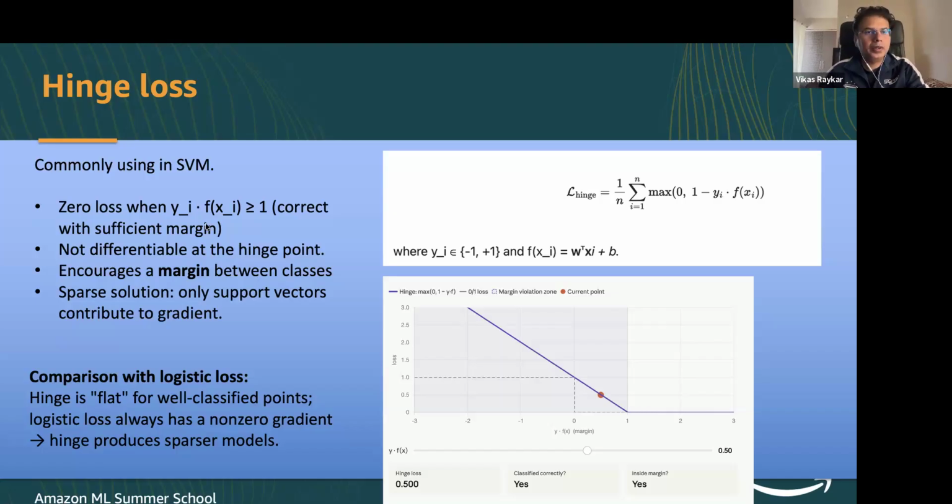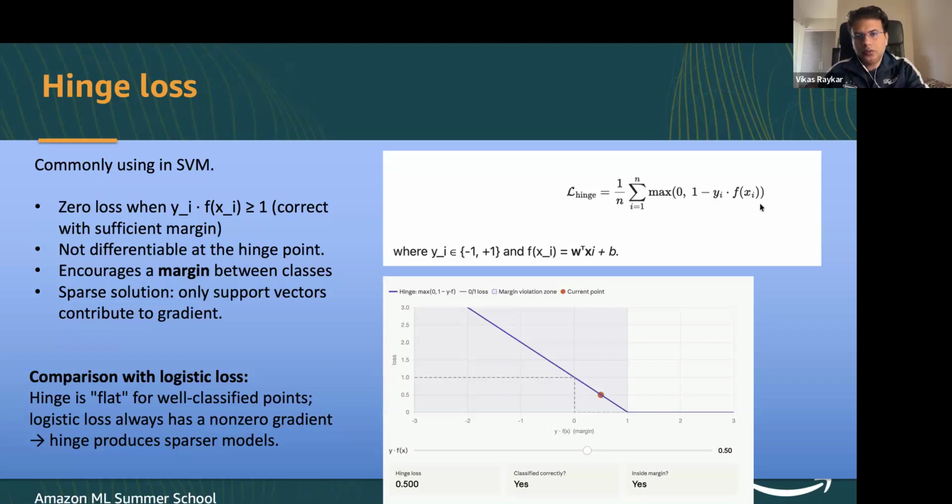So the loss is 0 when yi times f(xi) is greater than or equal to 1. So it's correct with sufficient margin. It's not differentiable at the hinge point here, and it also encourages a margin between the classes. It's also known that hinge loss encourages a sparse solution.